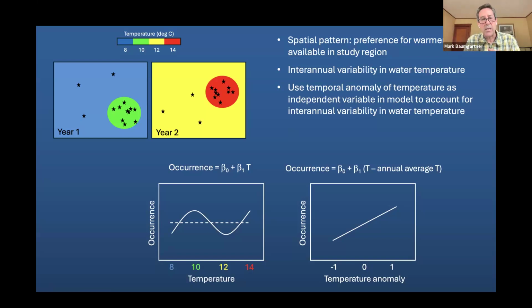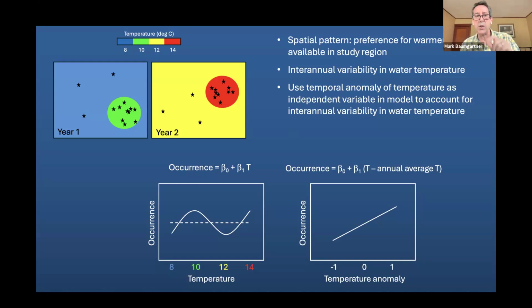So all I'm trying to say here is that if you just take your variables and throw them into the model without thinking about what the possible relationships are between your species distribution and the environmental variable, then you could be led astray. I'm not saying that this is the case. This is one possibility that you might test for in your data. It may be that your species doesn't have a preference for warmer waters available in your study area, that they have a rigid temperature preference, and that's fine. You can formulate a model to test that idea out as well.